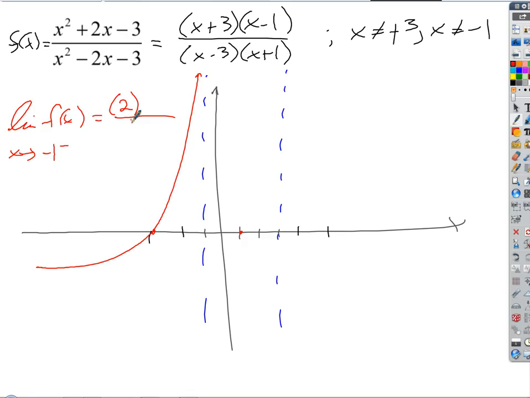Let's see, Jessica, what's the factor x minus 1 approach? What value does it approach as x approaches -1? -2. Okay? So the top as a whole is going to approach -4, right? Okay? What about the bottom?